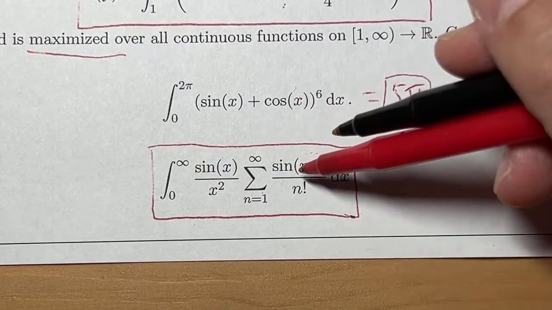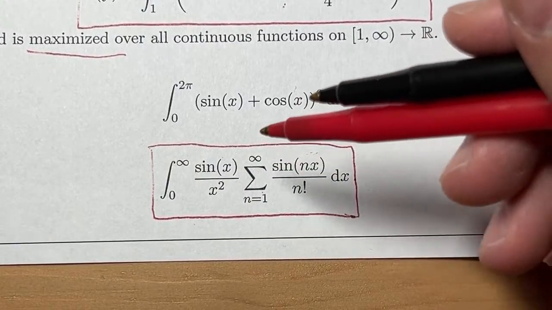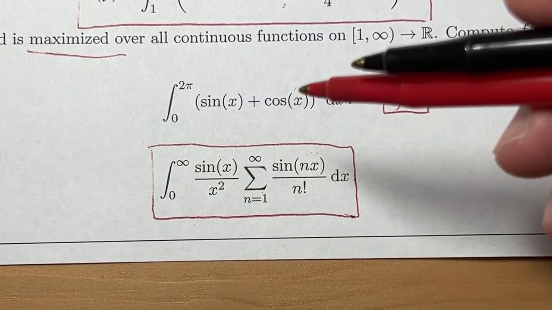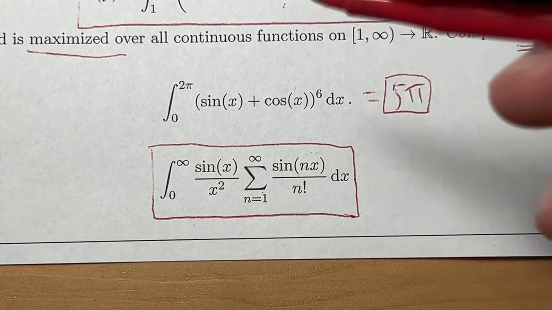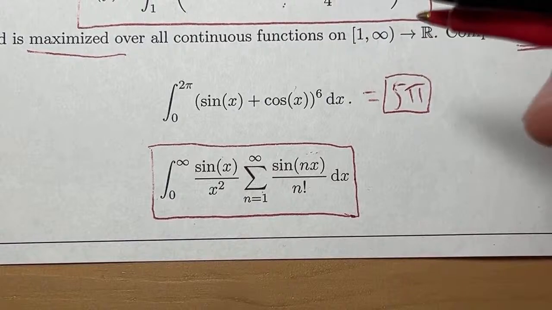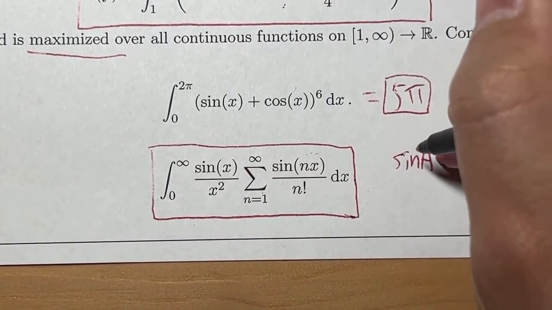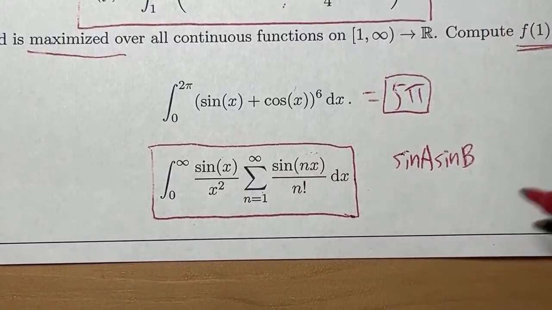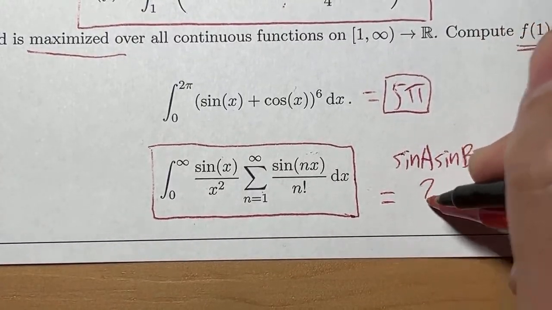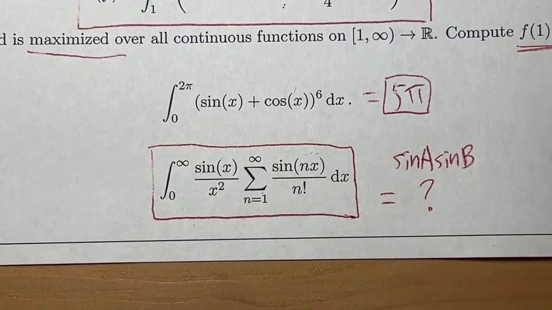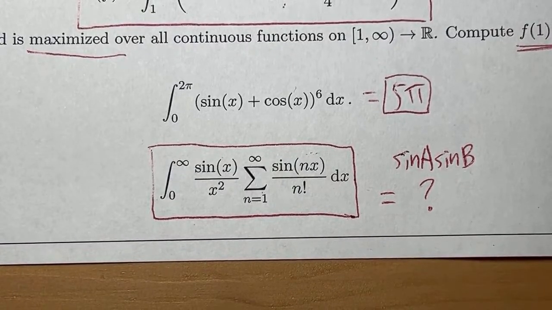based on the official solution, you have to know the trig identity, the product to sum formula. So sine A times sine B, right? You have to figure out an identity for that. That is, yeah, it's hard because I don't have that remembered.